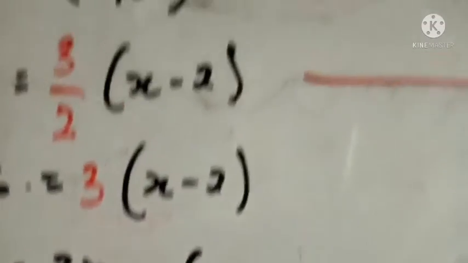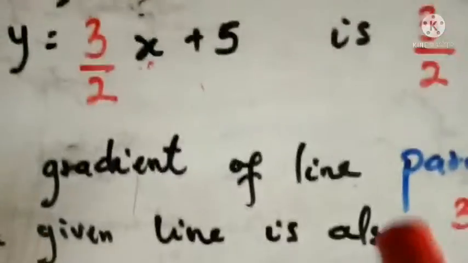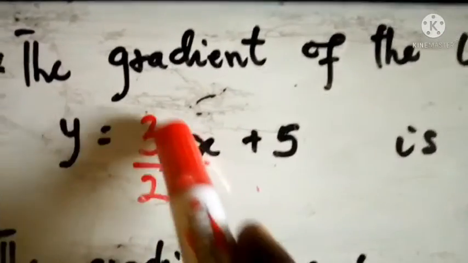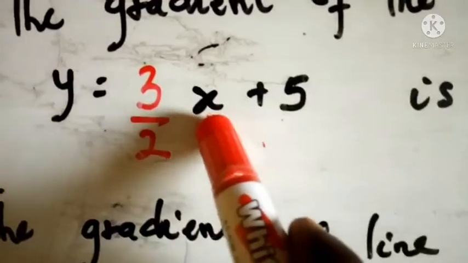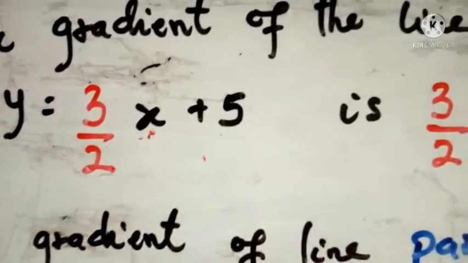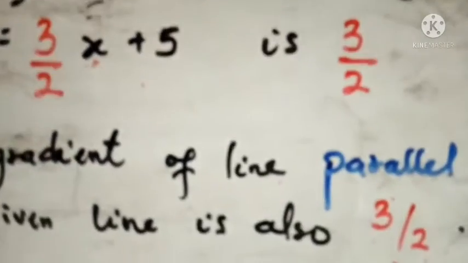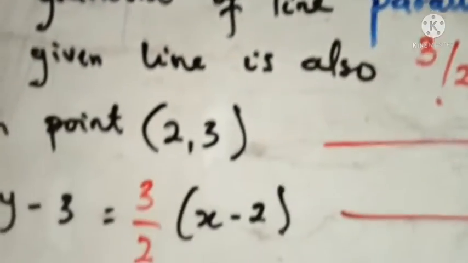So the key here is that when they say the equation is parallel to something you are looking for, it means that the gradient, which is the number attached to the x here, is the same. So parallel lines have the same gradient. Now look at this next question.